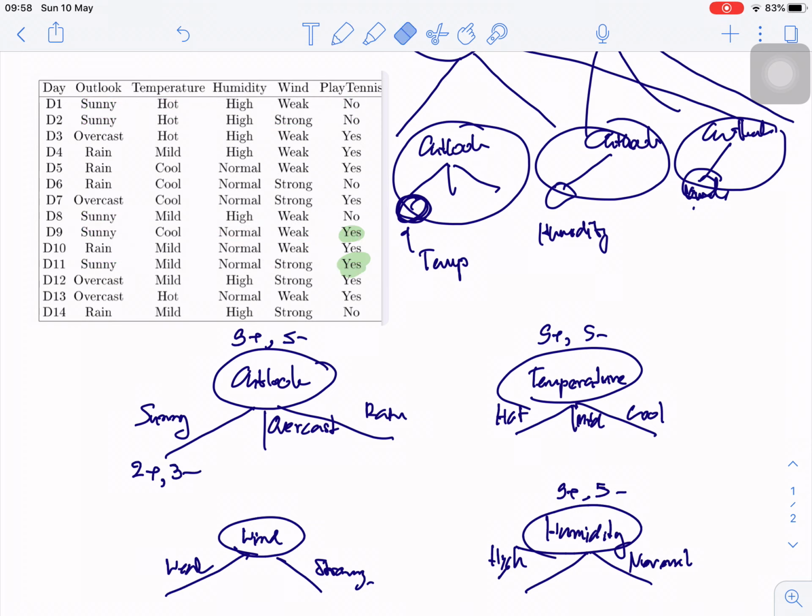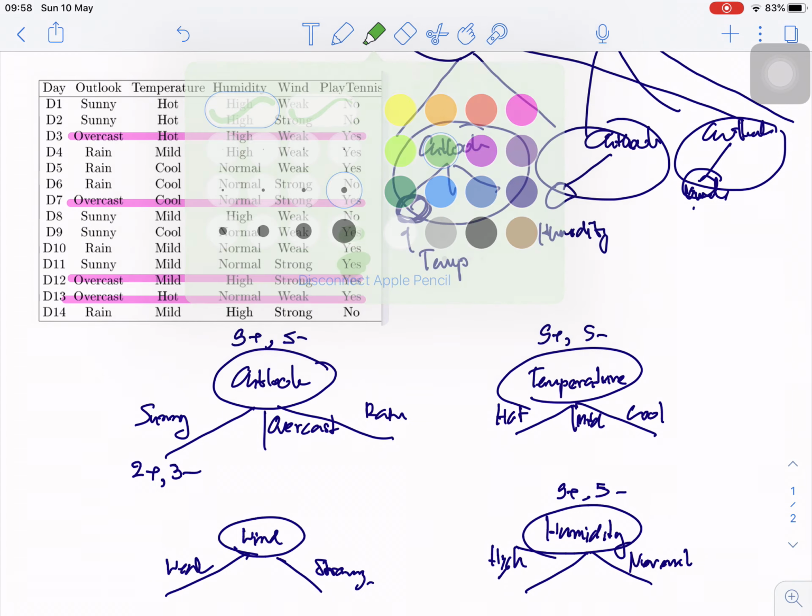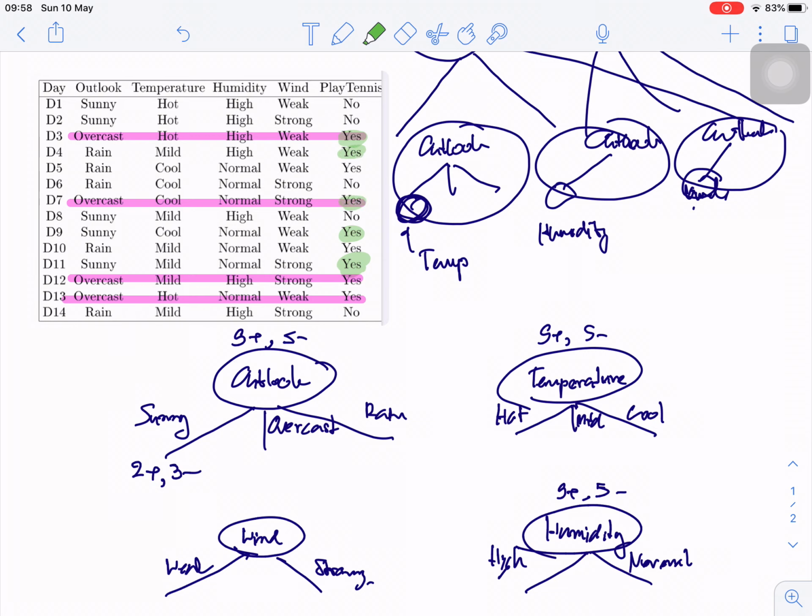For the overcast, you have 1, 2, 3, and 4 overcast days. All of them are yes. Can you see? All of them are yes. Right? 1, 2, 3, and 4. All of them are yes. So it will be 4 yes.